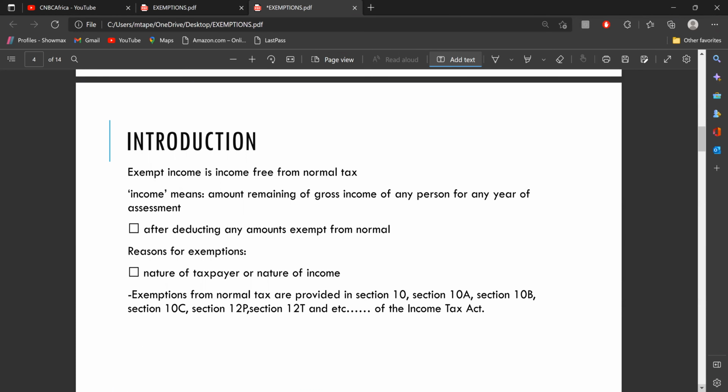Exempt income is income free from normal tax. Income means any amount remaining of gross income of any person for any year of assessment after deducting any amounts exempt from normal tax.